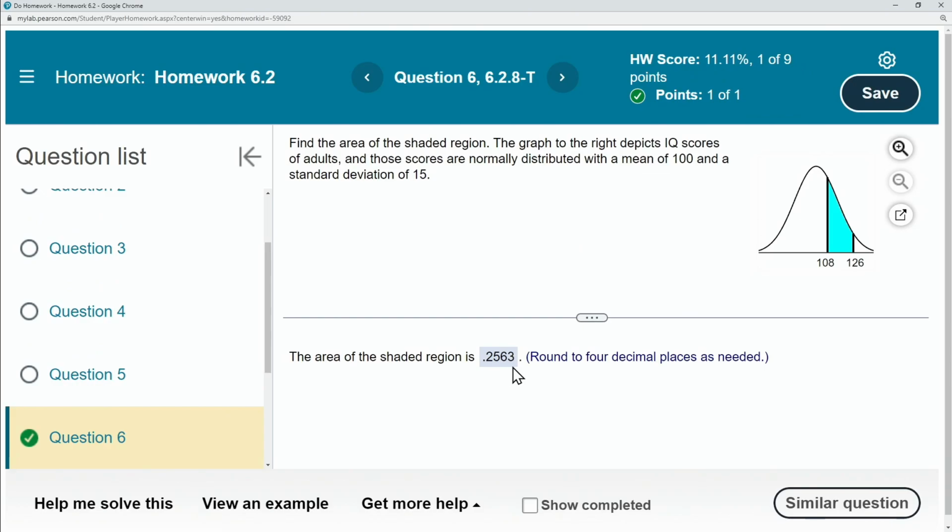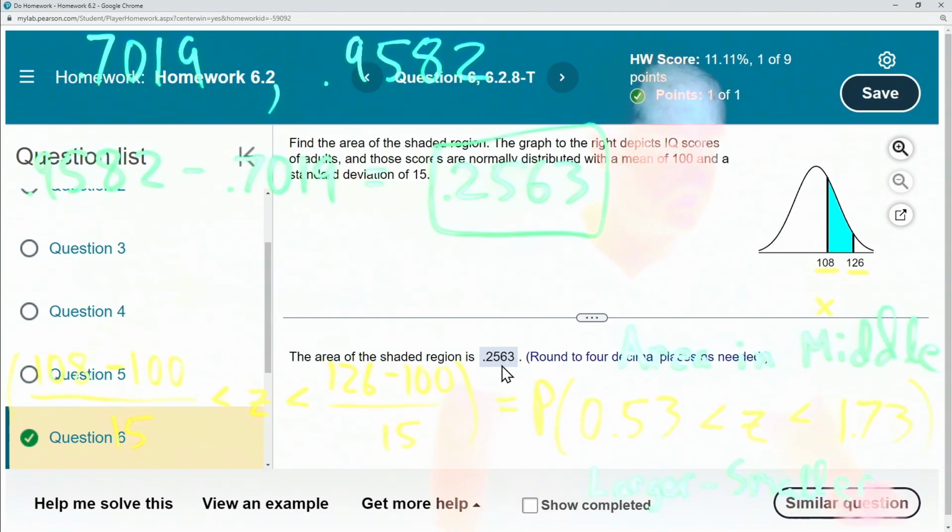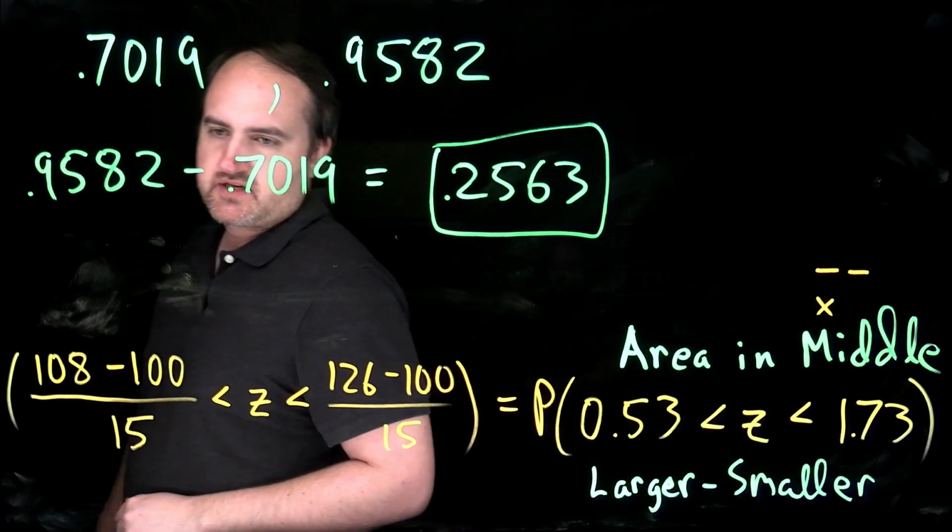Okay. And if you used a calculator or computer software, you might have a slightly different number. But fortunately, MyMathLab has an algorithm that allows for those subtleties. Okay, so that's good stuff.